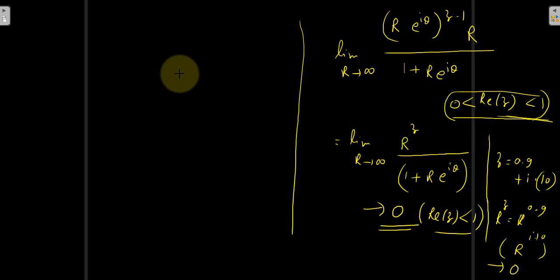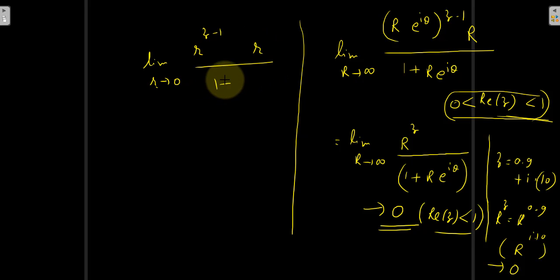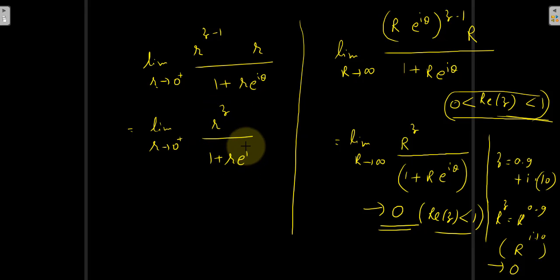Now let us think about the other circular integral, that was limit r tends to 0, with small r to the power z minus 1. I have separated out the e^{iθ} terms. I am only interested in this term r here over 1 plus r e^{iθ}. Now I will use the real part of z greater than 0. So this is limit small r tends to 0 plus, and this is r^z over 1 plus r e^{iθ}.